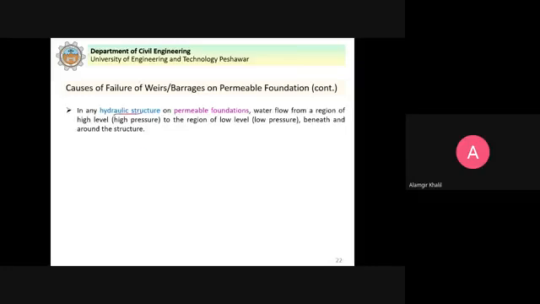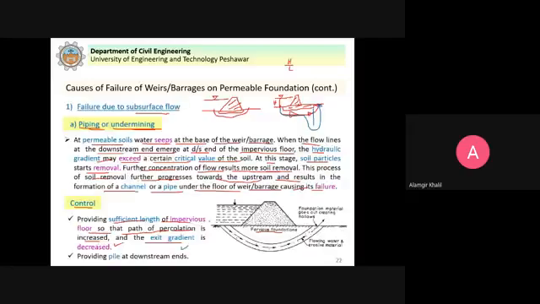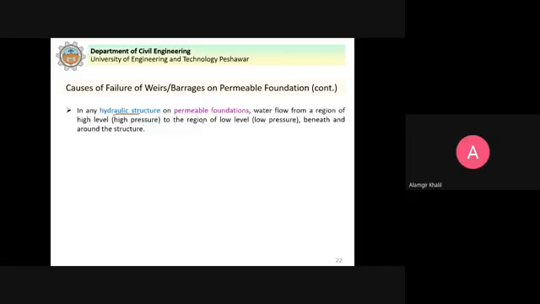In any hydraulic structure, you see why this piping happens. Why does this seepage of water take place from upstream to downstream? What is the reason behind this? In any hydraulic structure on permeable foundations, water flows from a region of high level to a region of low level beneath the structure.